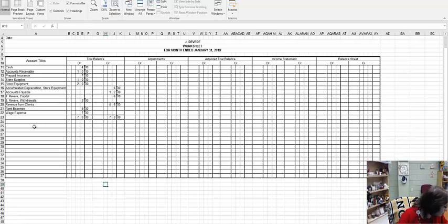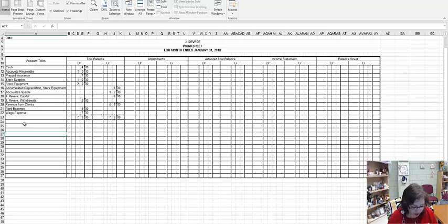Okay, so it talks about the depreciation expense. Notice we have accumulated depreciation, it's already there, but we're not talking about the depreciation expense for the month. So obviously we're going to have to add it in, right? So we're going to have to put the depreciation expense for the store equipment in the accounts that we need to. The depreciation expense for the store equipment is $6. So we're going to enter that information into the spreadsheet.